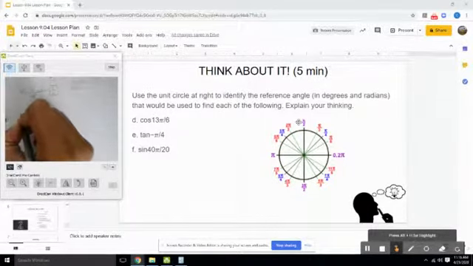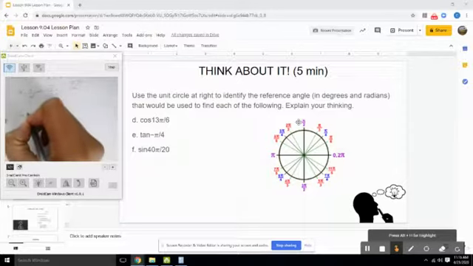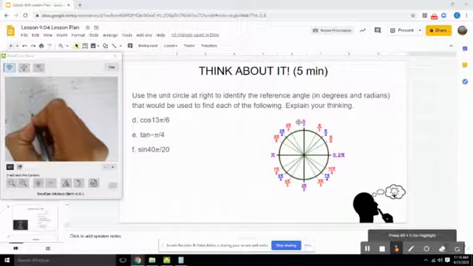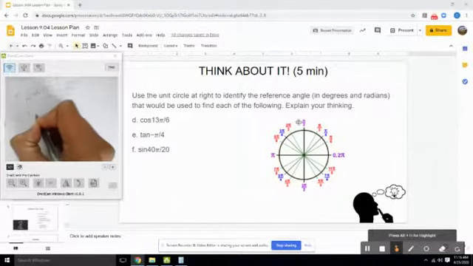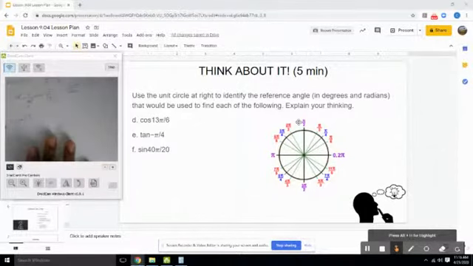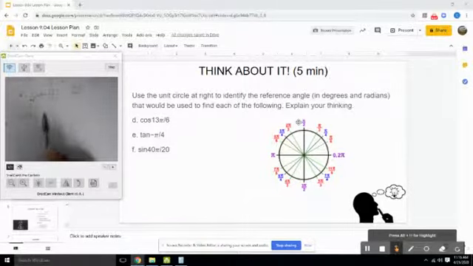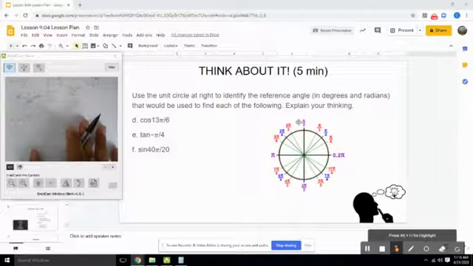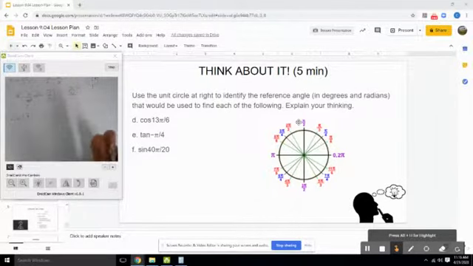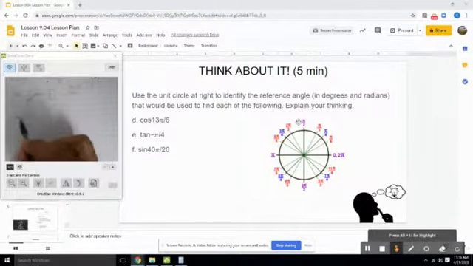This one says tan of negative pi over 4. Okay. The question is not asking us what tan of this would give us, the coordinates that would give us. It's really asking us what reference angle would we use. Okay, so this part here is kind of irrelevant.